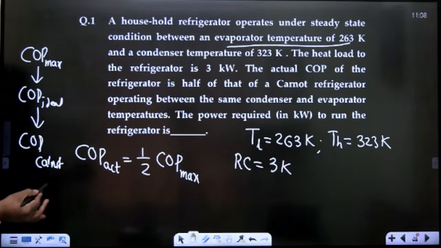Do you know, sir? In the last class I derived it: the lower temperature divided by higher minus lower. Does anyone remember? This is the lower temperature by higher minus lower. This is the COP of a Carnot refrigerator. Please tell me, is this clear?